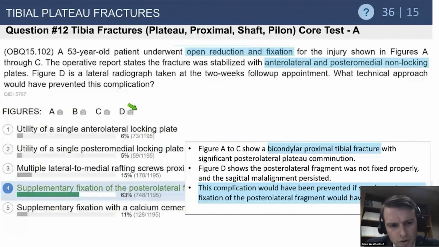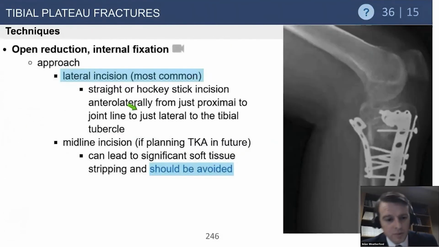I don't know if we're going to be fixing all the posterior lateral joint injuries. It's the most common location to see malreduction. That's a study by Buckley that showed that the most common location for articular malreduction for the plateau is posterior lateral. So perhaps this is something you're going to be seeing more and more on your tests. However, again, I think it's still controversial at this point.